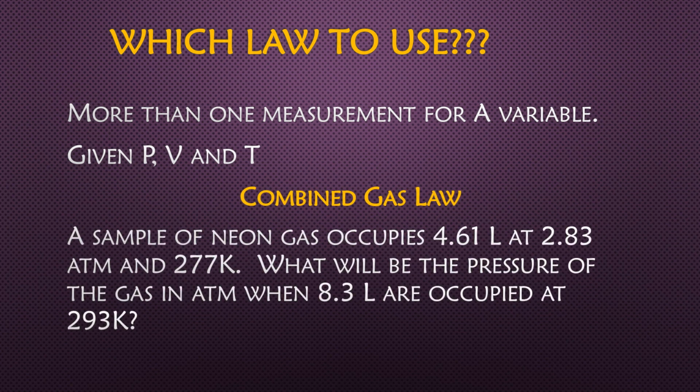For example, a question like this: we have a sample of neon gas that is occupying 4.61 liters, which is the first volume. Then we see 2.83 atmospheres, that's the first pressure. And this is at 277 Kelvin, that is the first temperature. Now the question is asking what will be the pressure of the gas when it's at 8.3 liters, which is the second volume, and it's at 293 Kelvin, which is the second temperature. We are supposed to find the second pressure. So that's where we'll use P1 V1 over T1 equals P2 V2 over T2, the combined gas law.